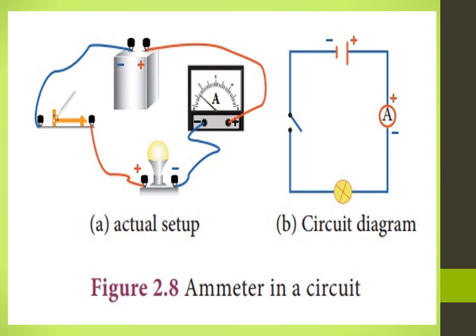Have you understood, children? Very easy. We can divide Q by T. Q is 25, T is 50. So 25 by 50 is equal to 0.5. That is, I is equal to 0.5 ampere. Have you understood, children? Yes, very easy one.